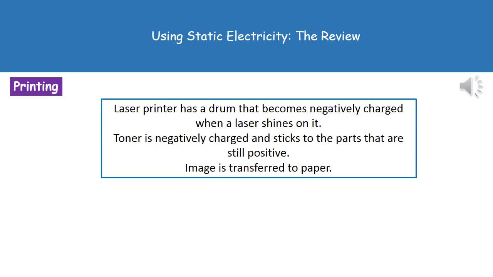Another object that uses static electricity is laser printers. Inside the laser printer is the drum, and as we shine a laser onto it, it becomes negatively charged wherever that laser hits. The toner, which is basically like the ink, is negatively charged as well, so it's going to be attracted to the positive parts of the drum, i.e. the bits that haven't had the laser shine on them. Then as our paper goes through, that toner is transferred onto the paper, and therefore the image that we've printed comes up on the paper too.